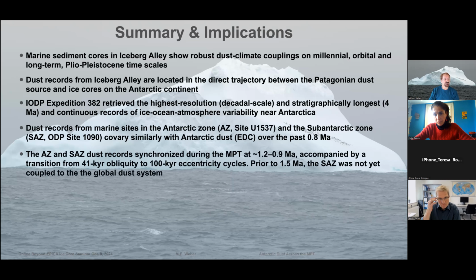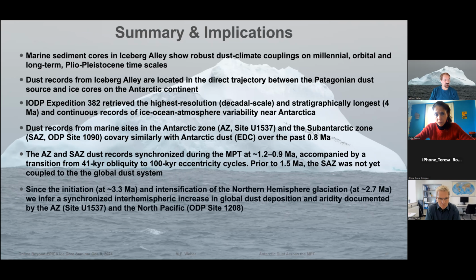However, if we look at the time before that, the Antarctic zone and the subantarctic zone dust records start to synchronize between 1.2 and 0.9 million years, accompanied by a transition from the obliquity to the eccentricity forcing. And prior to 1.5 million years, the subantarctic zone was apparently not coupled to the global dust system.